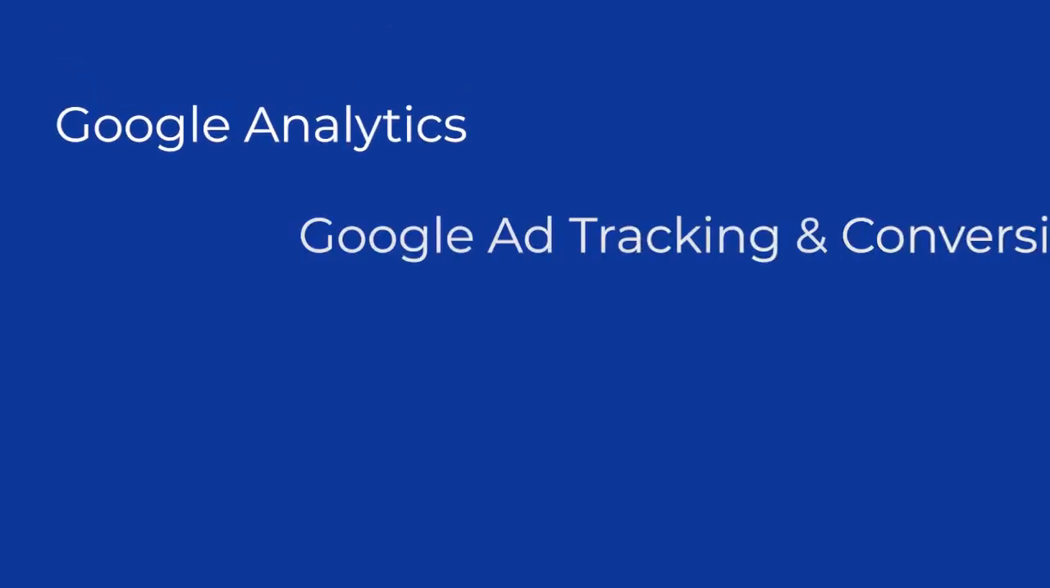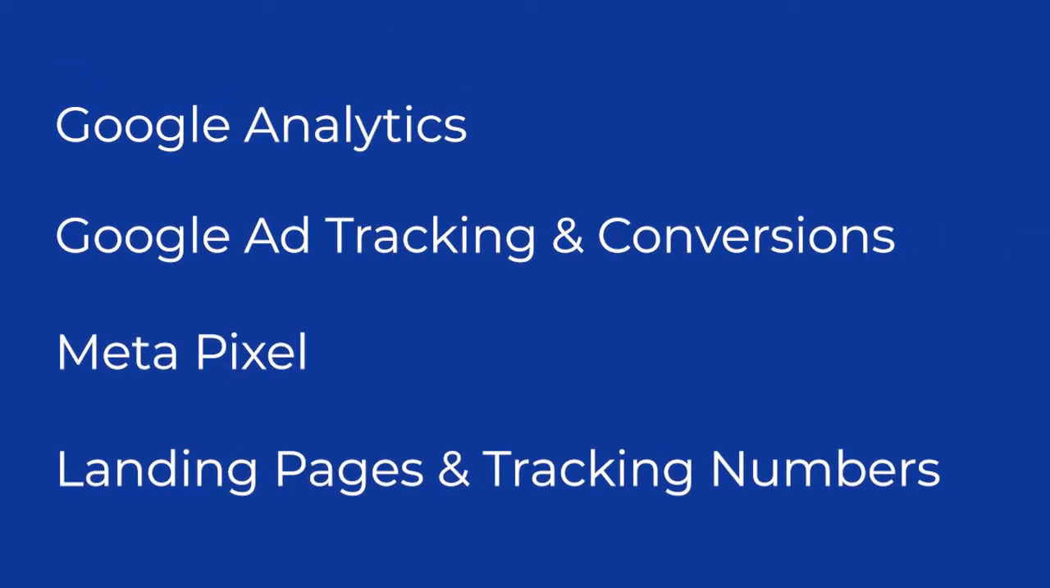So, the good thing about a lot of these tools we're going to talk about is that they're free. So, you can totally implement them yourself, and we'll give you a helpful resource guide on exactly which tools we use to track our clients' online marketing here at Shop Marketing Pros. And some of the tools that we generally use are Google Analytics, Google Ad tracking and conversions, the Meta Pixel, which used to be known as the Facebook Pixel, things like landing pages, and of course, tracking numbers.